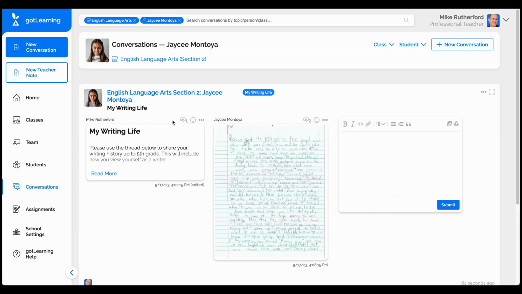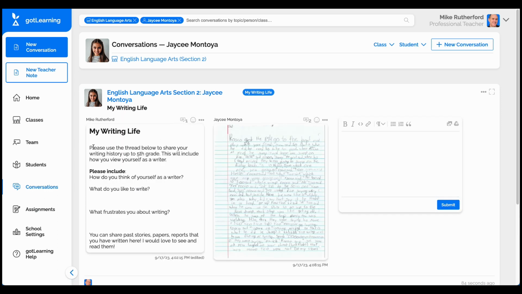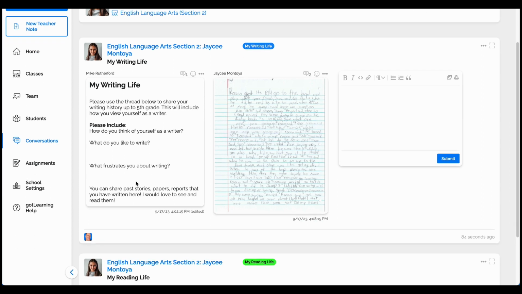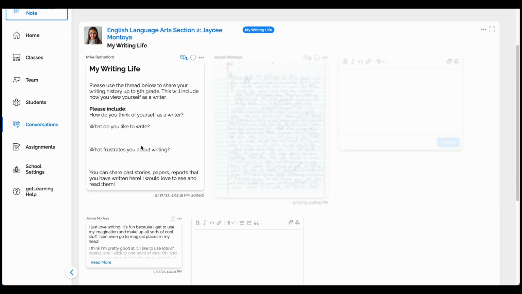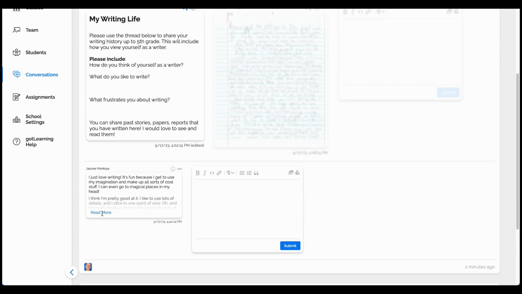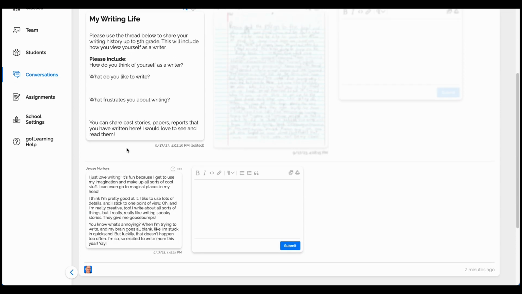I'm going to open up my writing life so you can see what I asked the students to do. I asked them to use the thread below to talk about what they like to write, what they see themselves as a writer. I asked a lot of students to share past stories, and what was so cool about it is I had a ton of students pull in things from last year and share their writing. But we're going to look at what JC said, and that's in the thread. So we'll click on the thread button, and right below that, she talks about how she just loves writing. She loves to use her imagination.